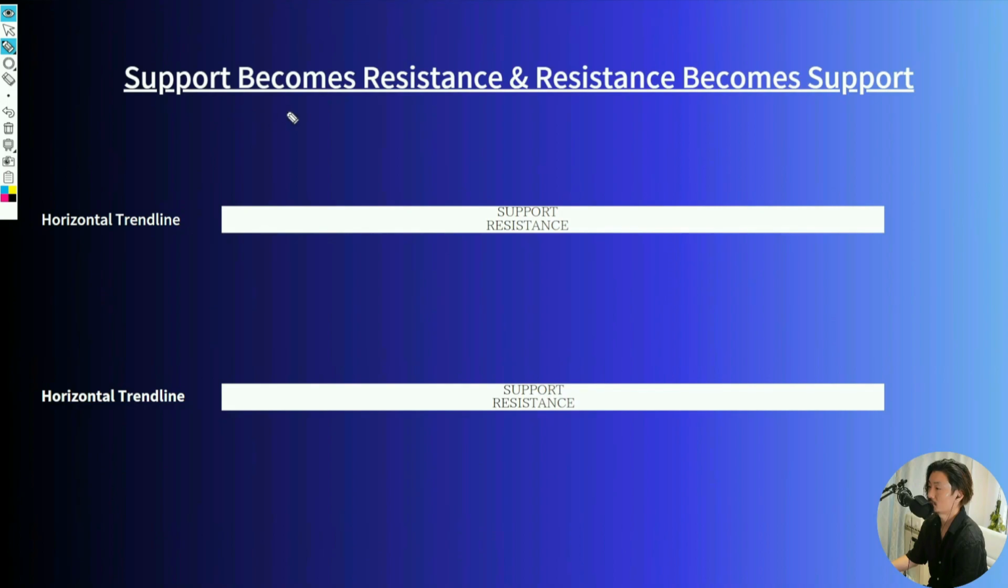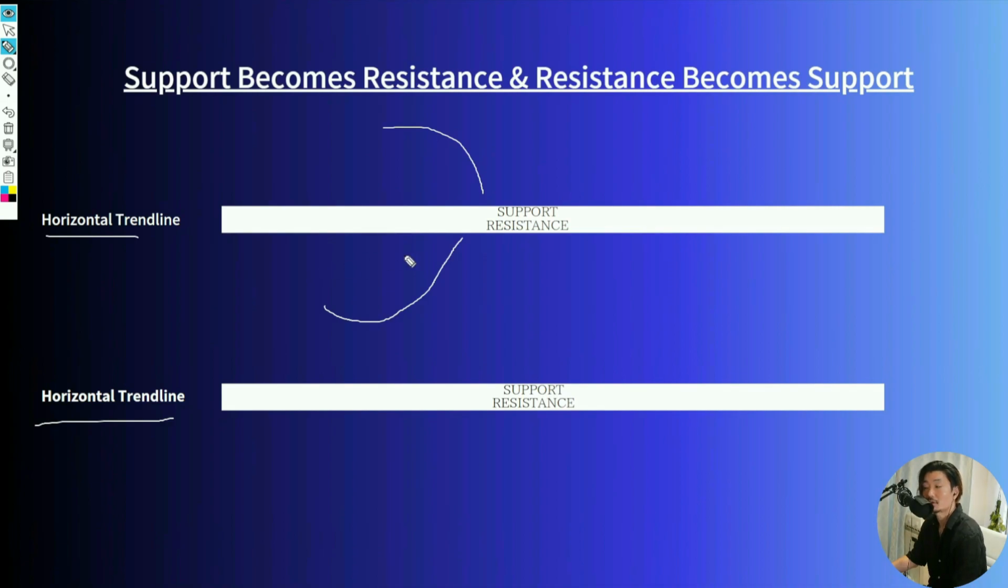All right, so support becomes resistance and resistance becomes support. Let's say we had two horizontal trend lines providing as support and resistance. Now, if you go from the prior definition of support and resistance, if price is coming from the top to the bottom, this horizontal trend line is referred to as support. But this same horizontal trend line, if price is coming from the bottom to the top, will be referred to as resistance, right?